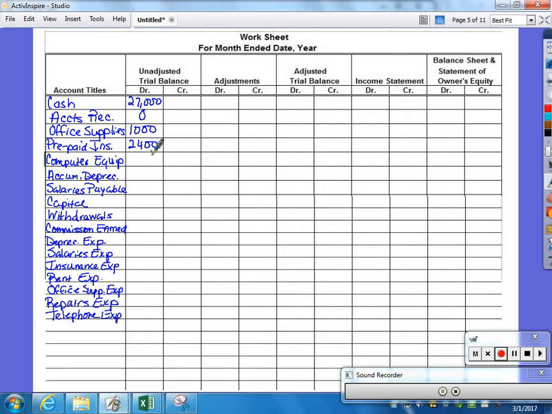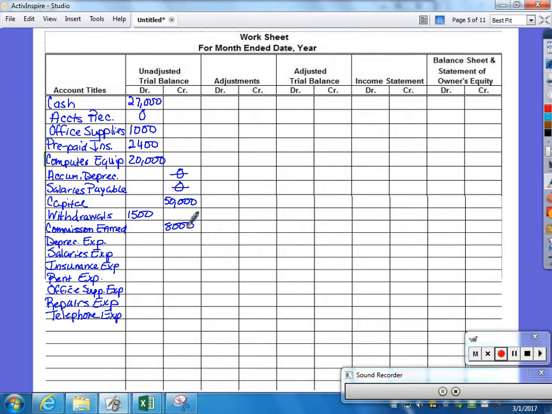Computer equipment, 20,000 on the debit side. Accumulated depreciation, 0 on the credit side. Salaries payable, 0 on the credit side. Capital, 50,000 on the credit side. Withdrawals, 1,500 on the debit side. Commissions earned, 8,000 on the credit side.